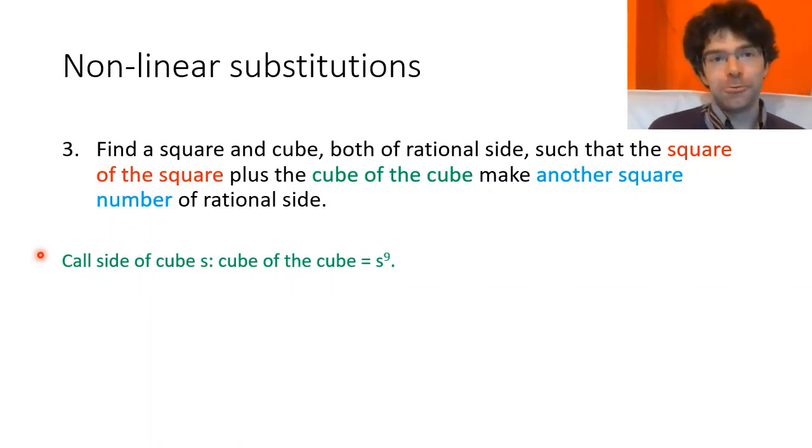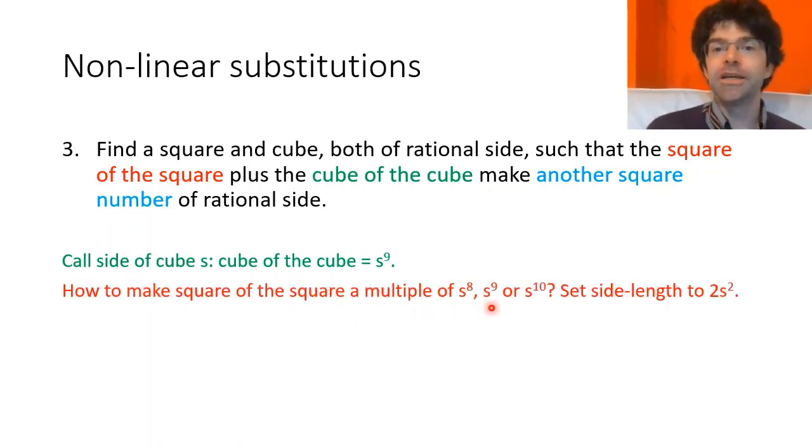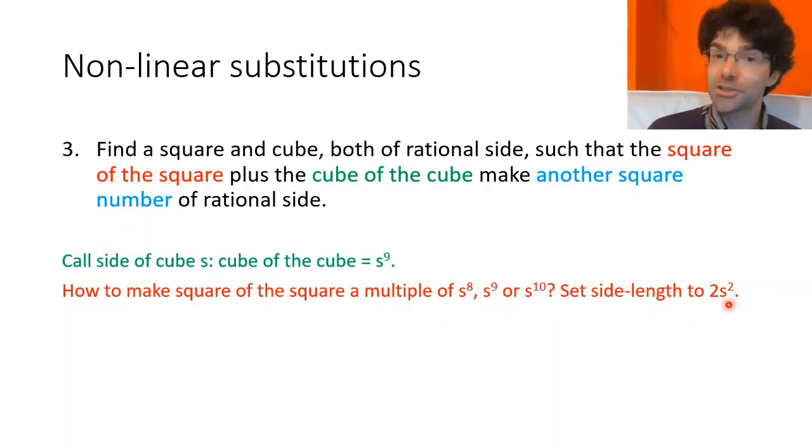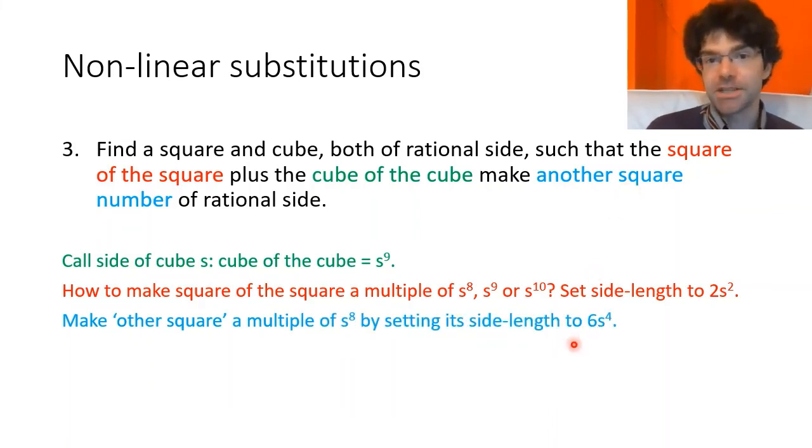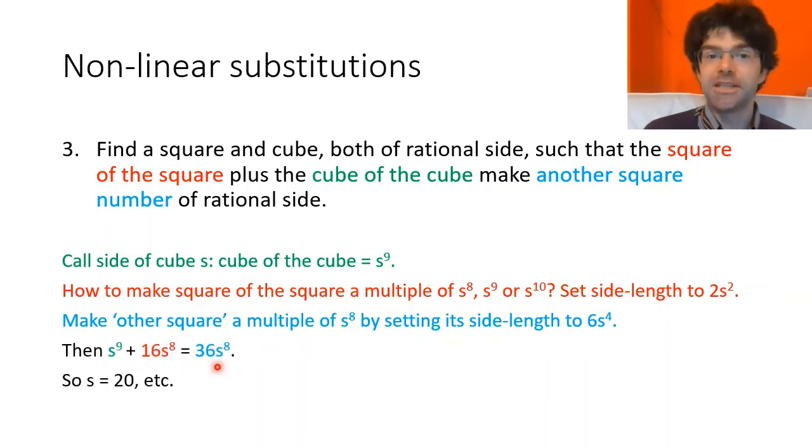So to achieve helpful form, we set the square to have a side which is a multiple not of s, but of s squared. Say it's 2s squared, then the square of the square is going to be 16 times s to the power 8. So we then need s to the power 9 plus 16 times s to the power 8 is some sort of square. Well, we're still aiming for helpful form, so what we do is we suppose that that square, whatever it is, we can make a substitution for its side as a multiple of s to the power 4. Say it's 6 times s to the power 4, we get s to the 9 plus 16 s to the 8 is 36 s to the 8, and we can immediately read off s equals 20 and reach a solution.